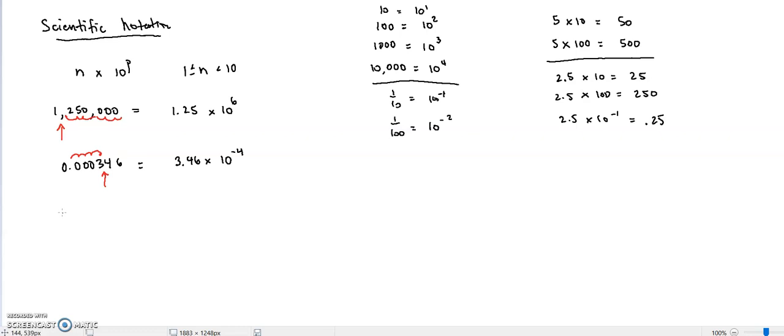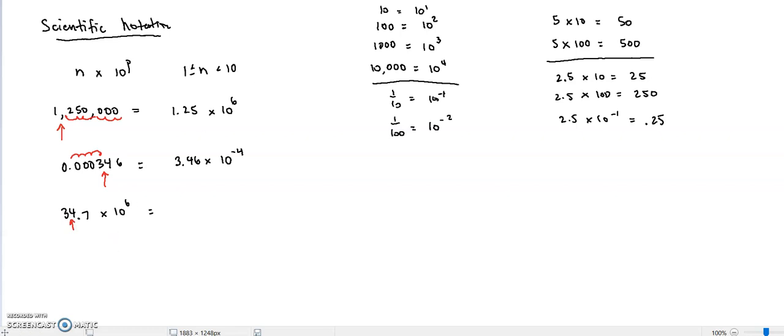If you have a number in scientific notation and you need to fix it, let's say we've got 34.7 times 10 to the 6. This is in scientific notation, but it's not right because that's 34, and I need it to be between 1 and 10. So I need the decimal place to be here.